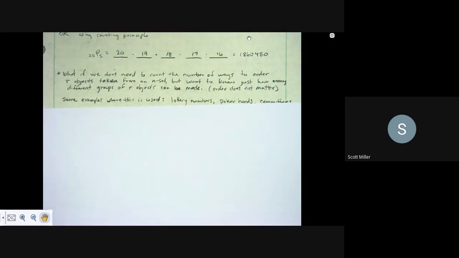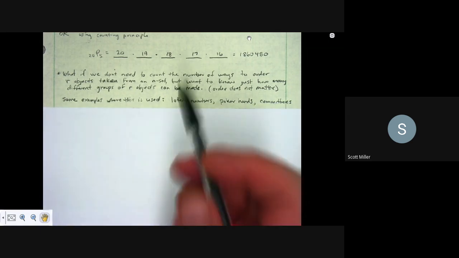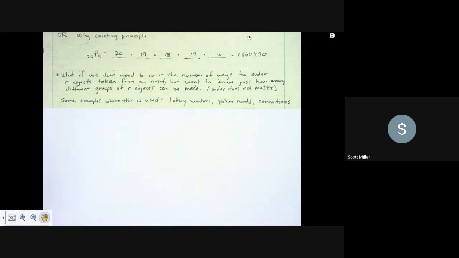What if we don't need to count the number of ways to order our objects taken from a group of n, but we want to know just how many different groups of r objects can be made? In other words, order does not matter. For example, here are some ways that order does not matter. If you play the lottery, the order in which the numbers are chosen at random does not matter. If you have those numbers, you win. And the way they're chosen is irrelevant.